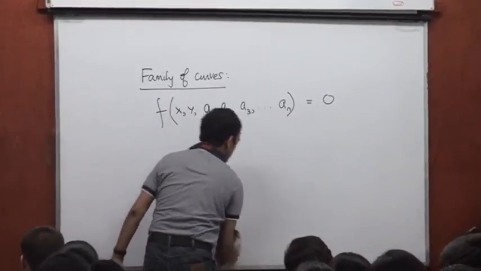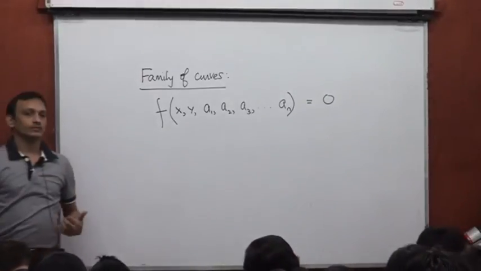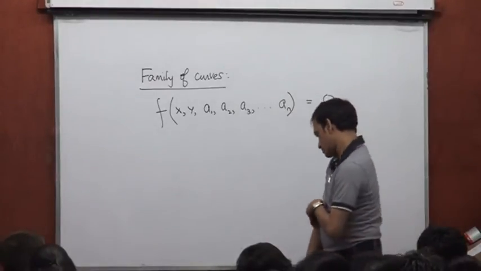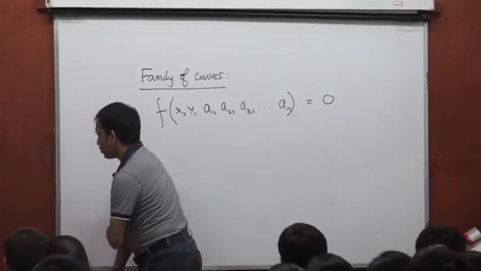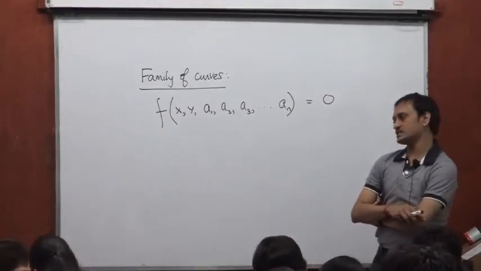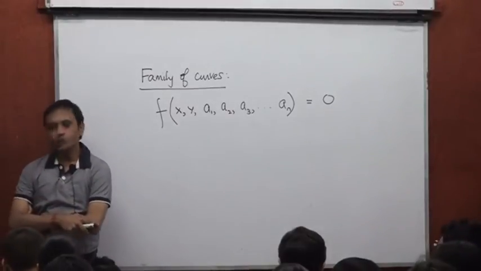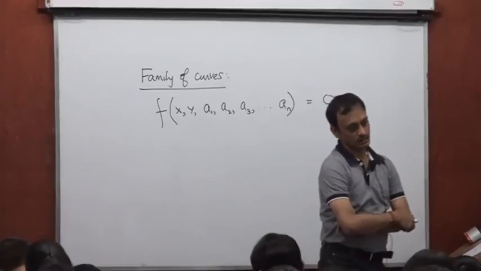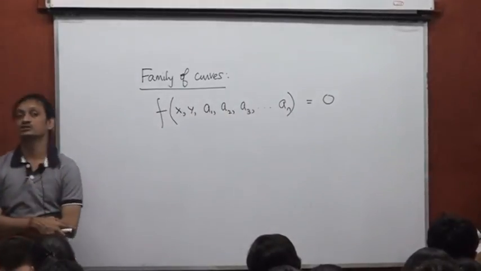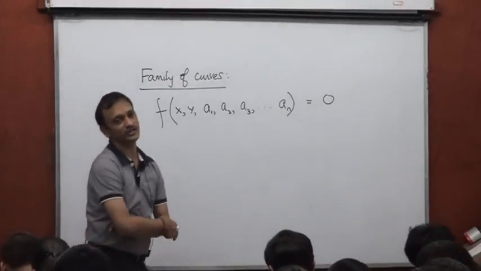Suppose I said, find the differential equation for the family of circles whose centers lie on the y-axis, all of them having the same radius.